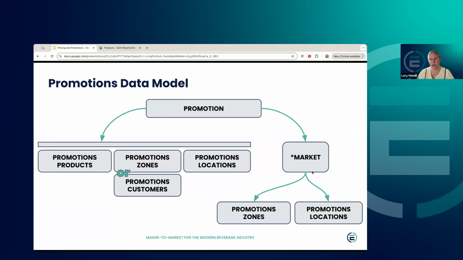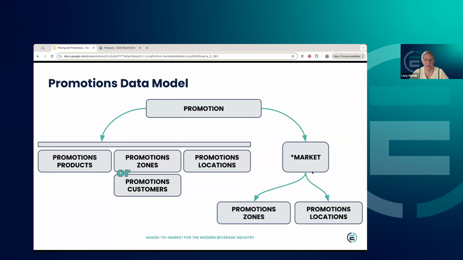Now, we do have an alternate workflow here that I haven't really talked about, and it's this market. If you've ever created a promotion, you've noticed that market is a required field. And I see this in a few different flavors. I either have markets that don't have anything on them. I'm simply filling them out because I have to.